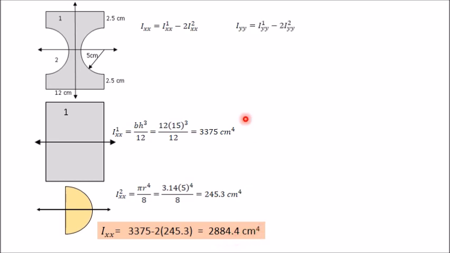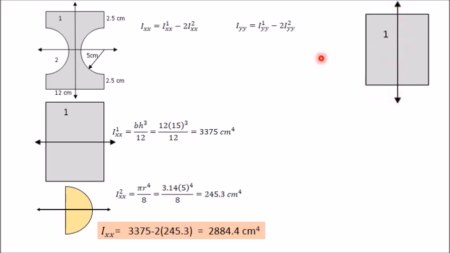Now for determining moment of inertia of this shaded area with respect to this y-axis. For y-axis, again same thing, we have divided it into two areas, 1 and 2. So this will be given by moment of inertia of area 1 with respect to y-axis minus 2 into moment of inertia of area 2 with respect to the same y-axis. This is the same y-axis. Now let's take the first rectangle. So I have taken this rectangle and I have drawn this y-axis.